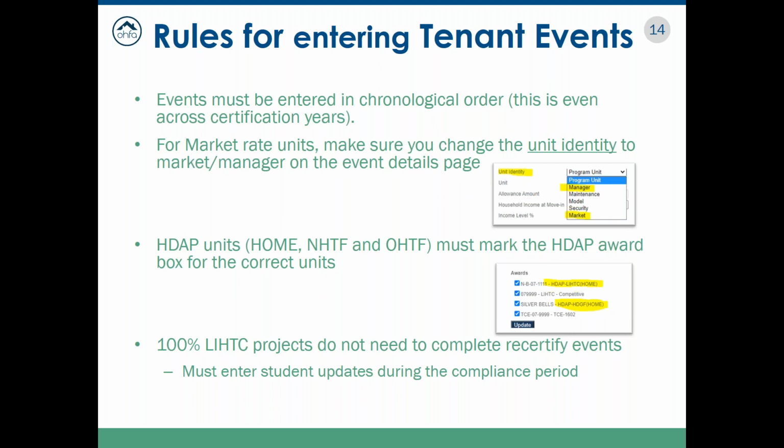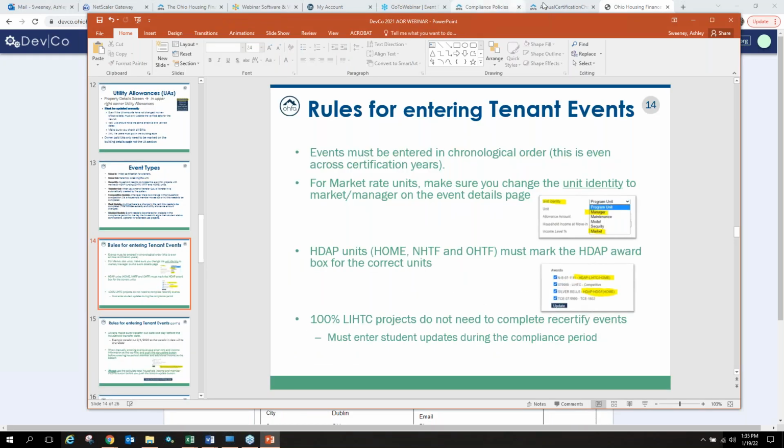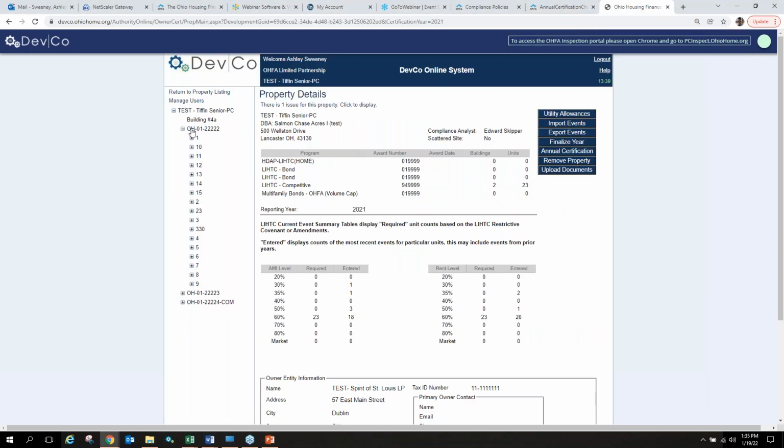Next, for market rate units, you have to change the unit identity on the events detail screen. A lot of times when we are looking through our compliance findings, someone has not changed the unit identity correctly, and this causes some errors. So this is the unit identity. Instead of saying program unit, you would change to either manager or market, and this changes the income levels and the rent levels on the unit. I'm going to go into DevCo just so you guys can see this, just for an example.